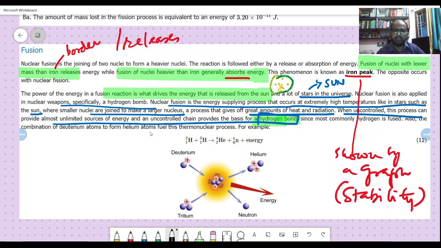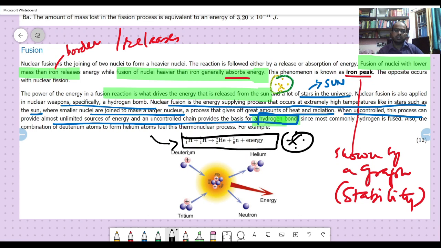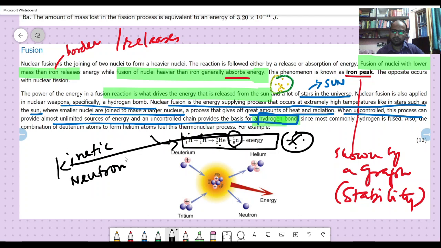The combination of deuterium to form helium atoms is given like this. This equation you have to remember. This is very important. What is it? Proton plus proton or deuterium plus deuterium giving you helium atom plus fast moving energy. This is called the kinetic neutron. So here this deuterium and this tritium combine to give a helium atom.